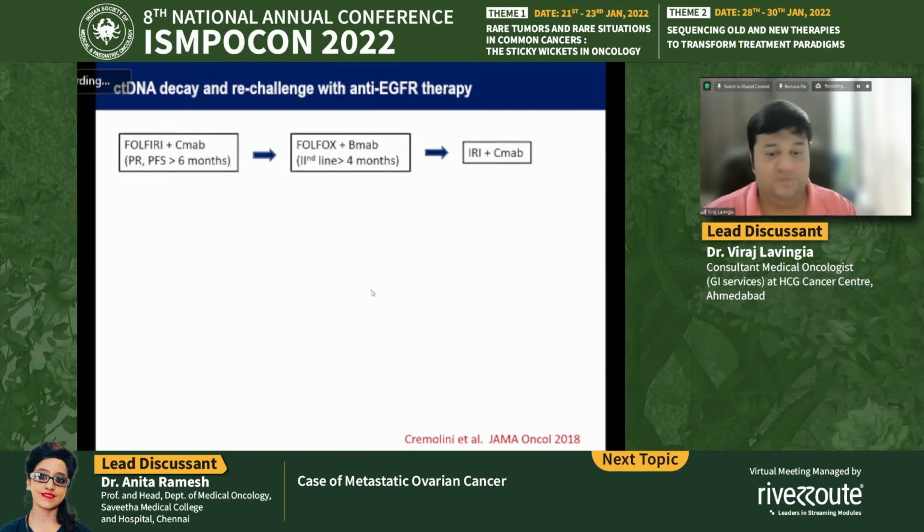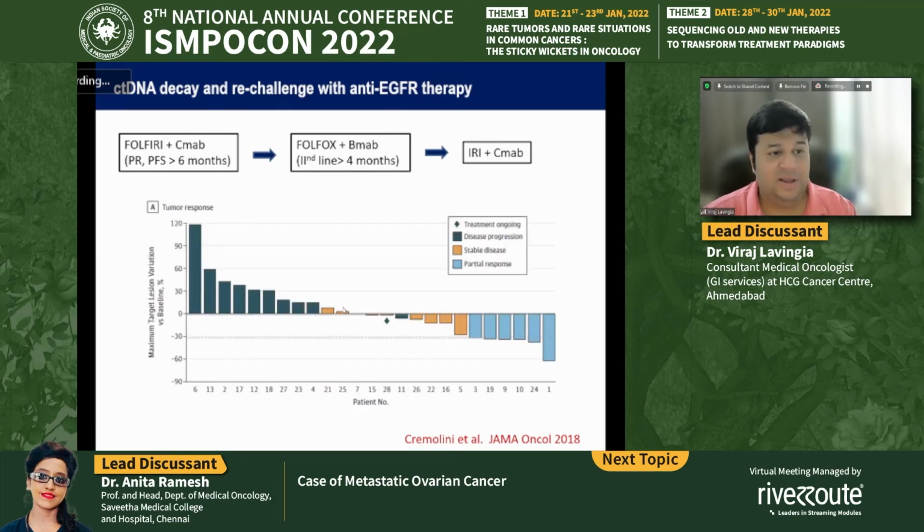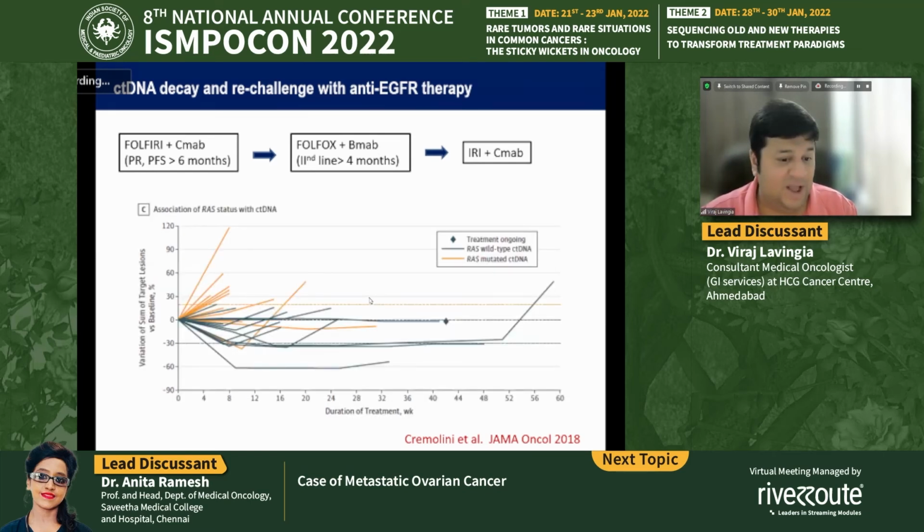So based on this, there are two excellent proof of concept studies designed in colorectal cancer. One is by the Italian group, Dr. Cremolini, that patients have to have 6 months of anti-EGFR treatment, followed by at least 4 months of non-anti-EGFR based treatment, and then you bring back the cetuximab again. And you could see that there are few patients who definitely respond again. And without any doubt, these were the patients who had liquid biopsy RAS wild type, as you can see the green lines. And the yellow lines are the RAS mutant clones, which have evolved over time. And these are the patients who did not respond to re-challenge of cetuximab. So this was an excellent proof of concept study called the CRICKET study.